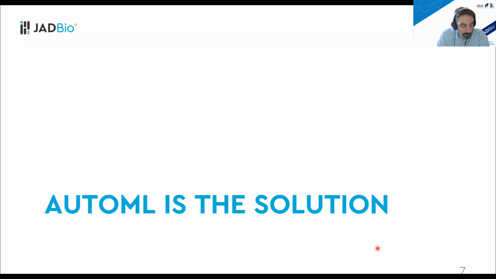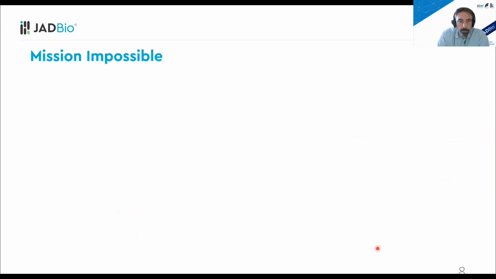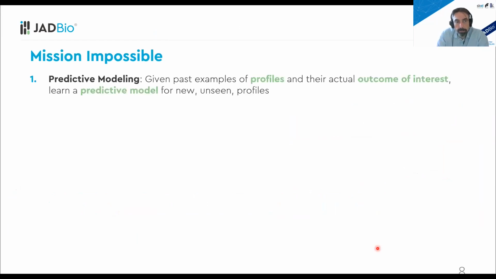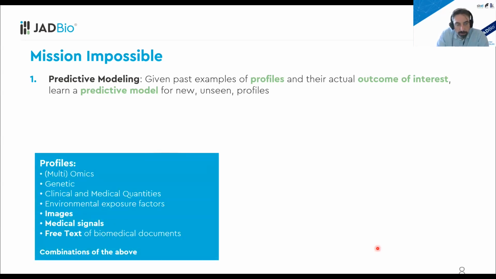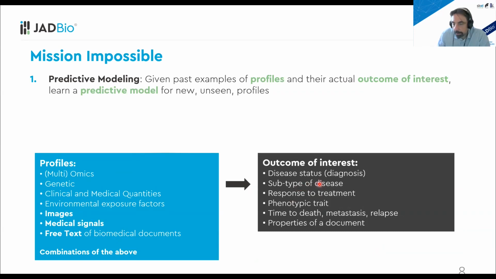And of course, technically how you build something like that. So the mission in all of these problems is something that's in general difficult. We want to create a predictive model, meaning we look at the past and the recorded data of, let's say, molecular profiles or profiles in general, and some outcome that we care about. And we want to learn a predictive model that, of course, is predictive for new unseen profiles. So in life sciences, these profiles are usually transcriptomics, proteomics, and all sorts of different omics and combinations, multi-omics. Could be genetic, could be clinical and medical quantities that we measure. It could be even that we take images of people and want to use them to predict or classify, and combinations.